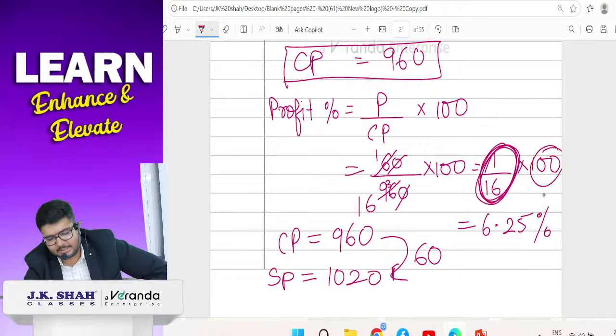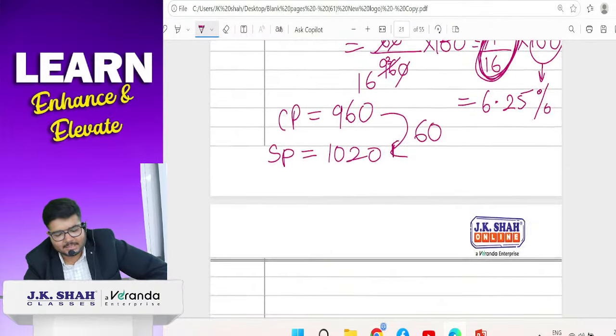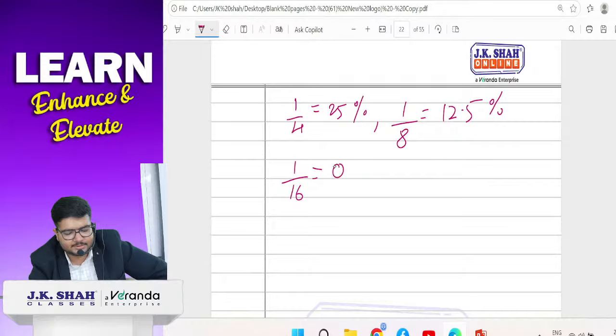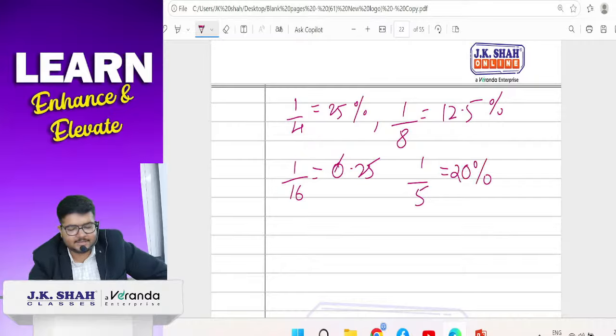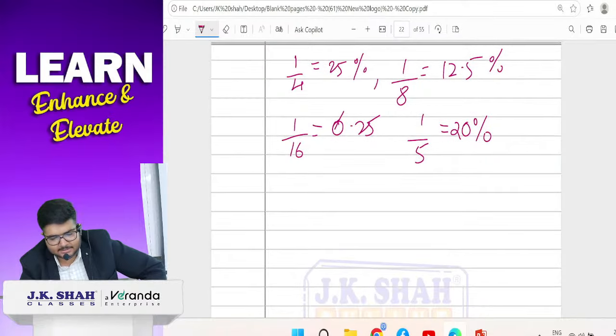Sir, what about 100? It is converted in percentage sign. So 6.25% is the answer. I have given you the table. 1 upon 4 is 25%. 1 upon 8 is 12.5%. 1 upon 16 was 6.25%. 1 upon 5 was 20%. These are all the values that I have given you in the regular lectures. If anybody doesn't have that, please ask your classmates.